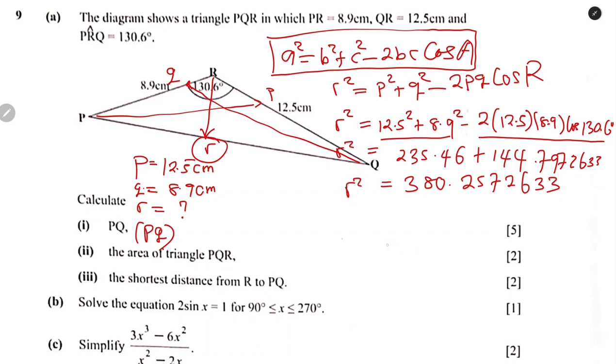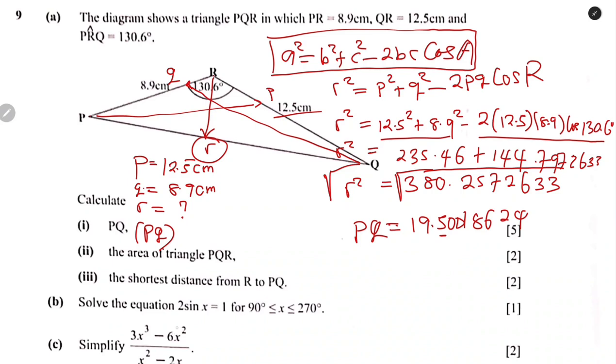Now what we are finding here is r square. So r square, since r is the same as PQ, you can say PQ square is equal to this. So now the square root of the whole of it. So PQ is equal to, what am I able to find? I'm able to find 19.50018624. And of course, if you round off this one, to one decimal place.